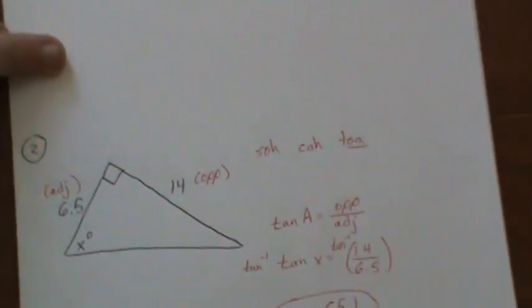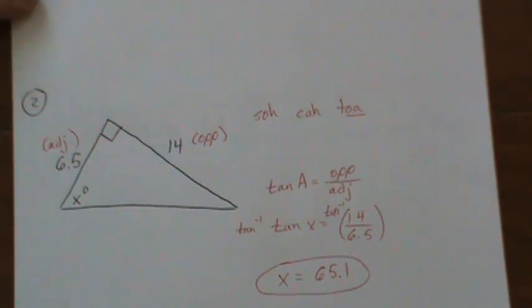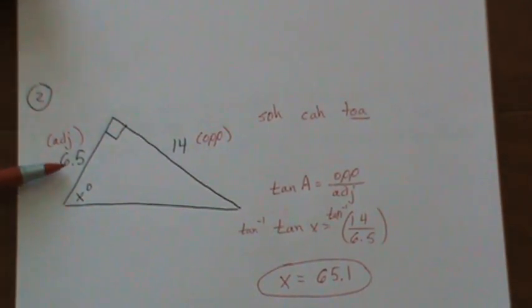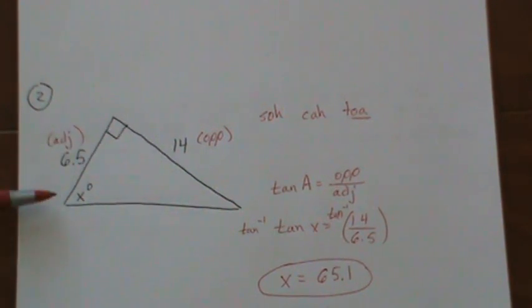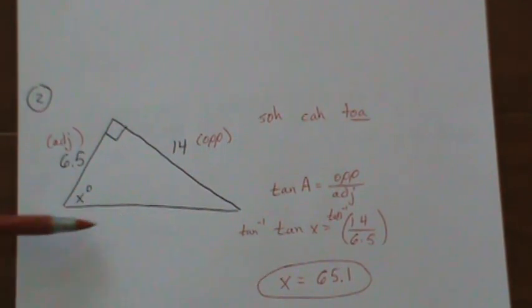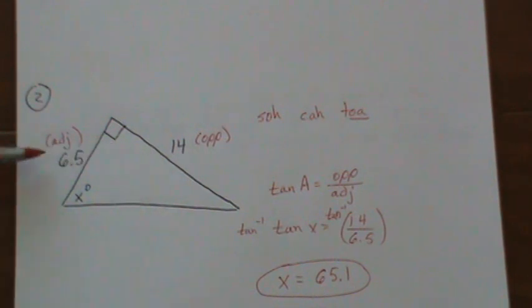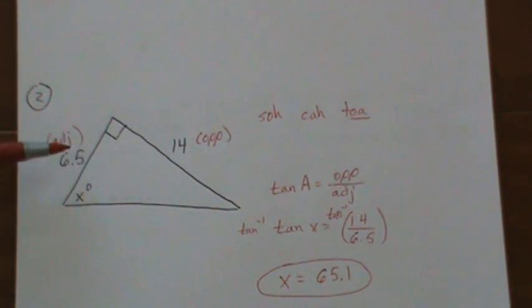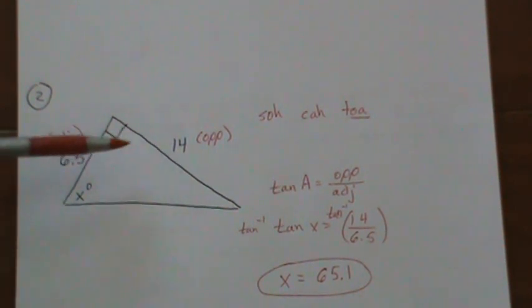On the second problem on the quiz, we were given this diagram with the legs on the right triangle measuring 6.5 and 14, and the angle measured x, and we were asked to find x to the nearest tenth. So we didn't know the hypotenuse because there's no number over here, so we only have the legs. The leg that is next to the angle we're using is always called the adjacent. The leg that's opposite the angle we're using is always called the opposite. So we know we're using adjacent and opposite.